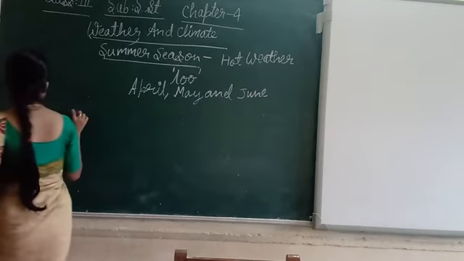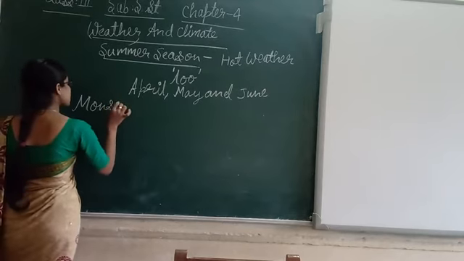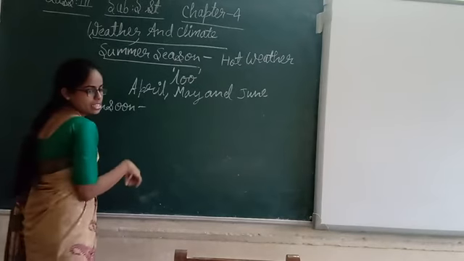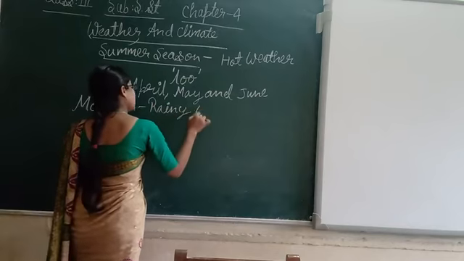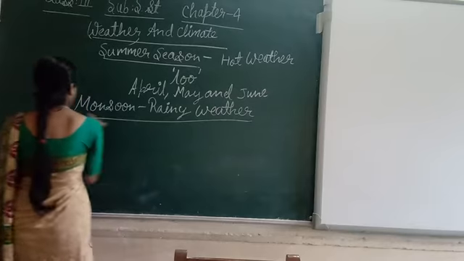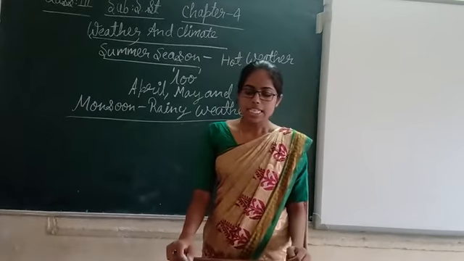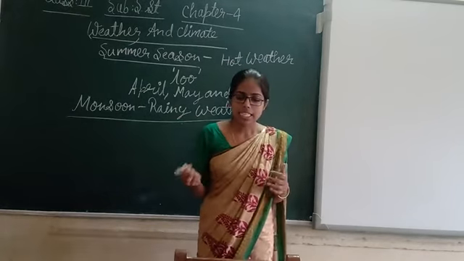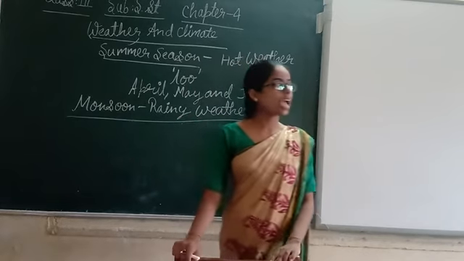Now we will study about the monsoon or rainy season. This monsoon season is characterized by rainfall, and that's why it is called monsoon or rainy weather. In the monsoons, what happens? Some regions get plenty of rainfall, and some places receive low rainfall. When it rains, the temperature decreases.